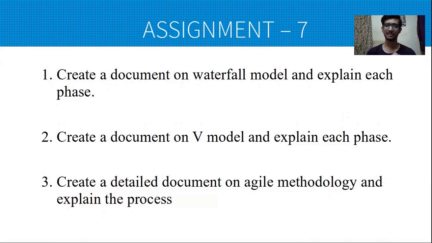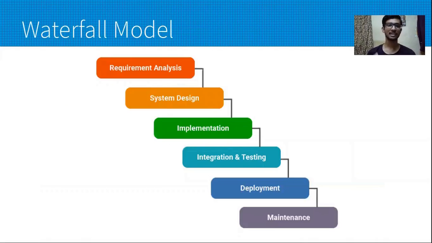Waterfall model follows a top-down approach so that the software development process is in a linear and sequential manner. Now let us get into the phases of waterfall model. There are actually 6 phases of waterfall model. They are requirement analysis, system design, implementation, integration and testing, deployment, and maintenance.